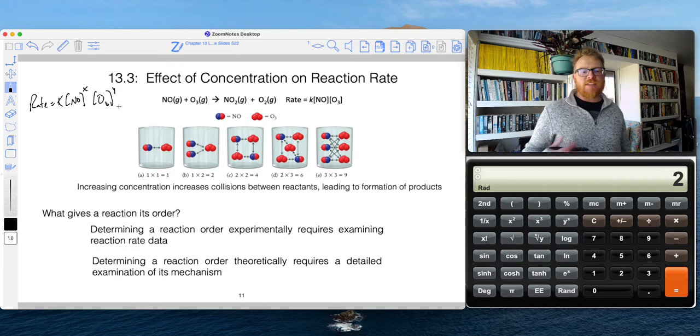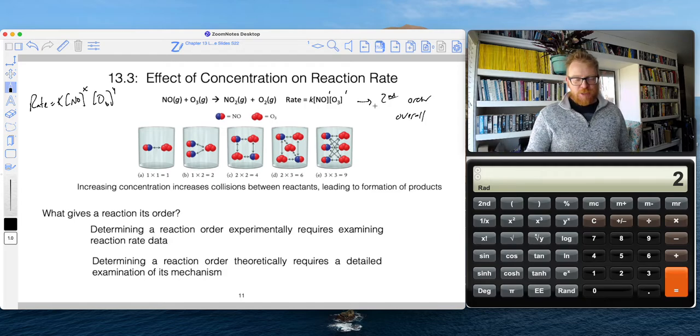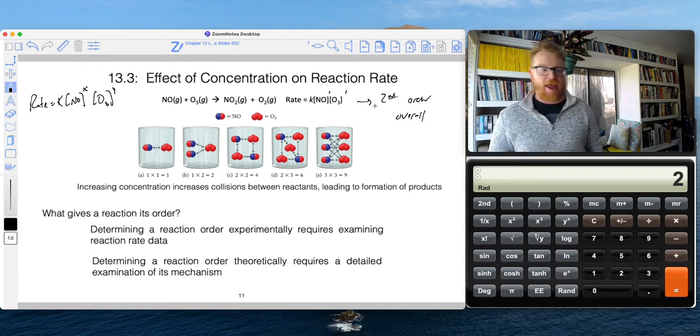Well, as it turns out, this reaction has already been studied, and it turns out that it's first order in NO and first order in O3. That means that it is second order overall. And I get that just by adding 1 plus 1 is 2. So what does it mean to be first order in one reactant and first order in another reactant?